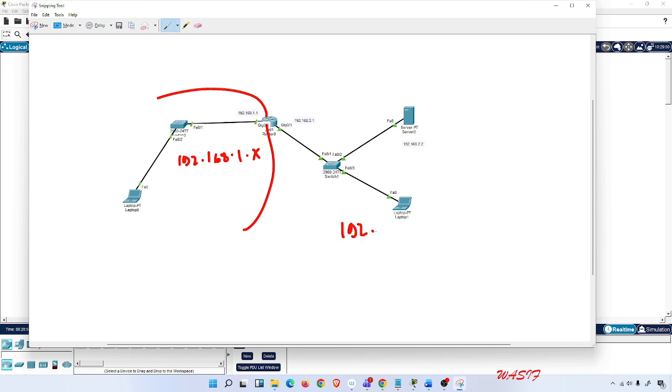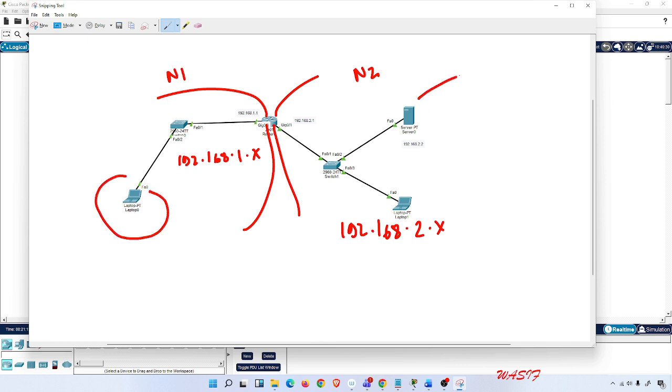it is 192.168.2.x. So this is the other side. This is one network, let's say N1, and this is another network, N2. And their IP addresses are completely different. So we have a client here, and we have our DHCP server here.